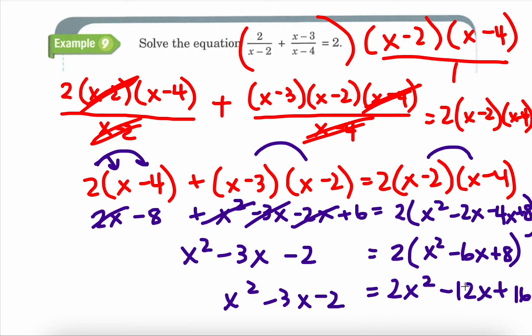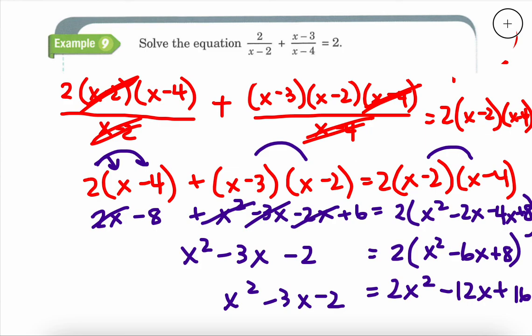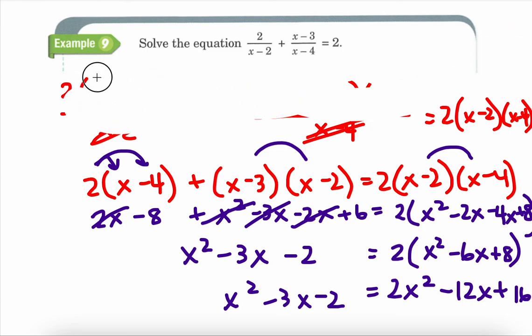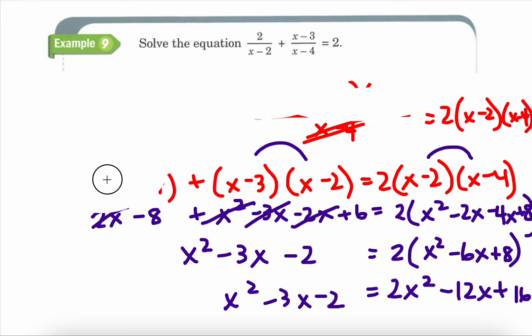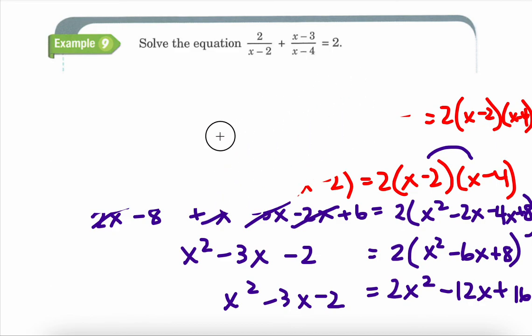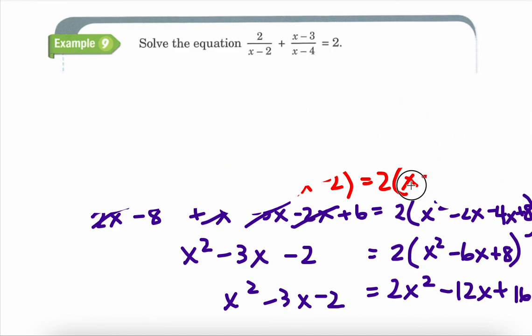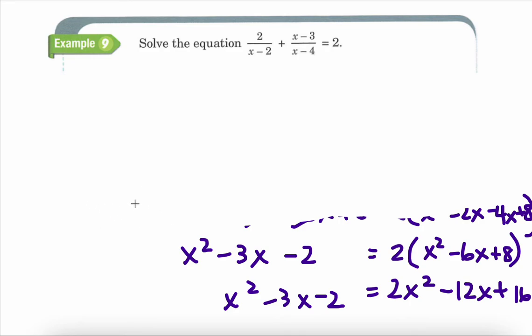Okay, so we're not done yet. So far, you have just gotten rid of your denominators. You have simplified everything after you multiplied, and you end up with this as your answer. I'm going to rewrite it up here so I have extra room to work with.